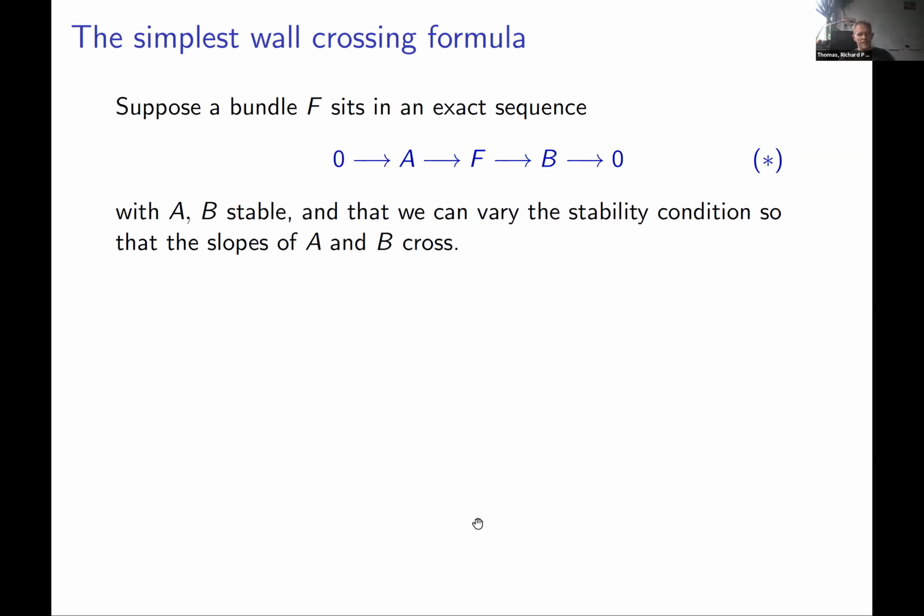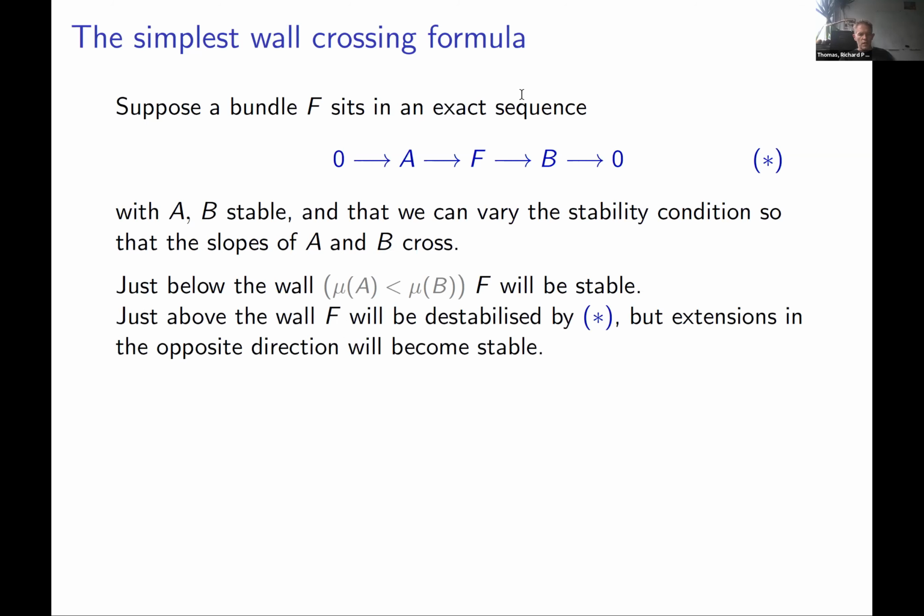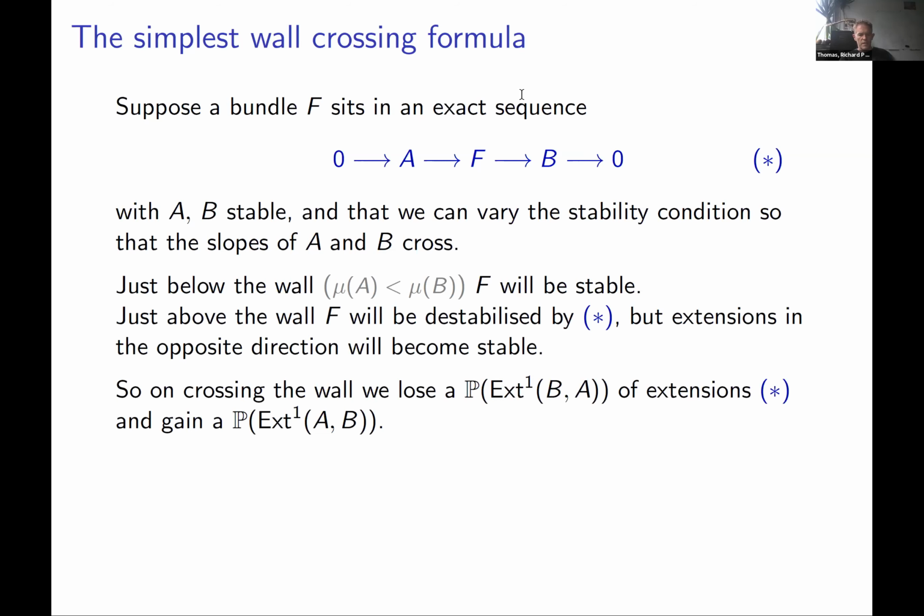Below the wall, the slope of A is less than the slope of B, so this exact sequence does not destabilize F. And above the wall, the slope of A is bigger than the slope of B, so then it does destabilize F. Okay, so just below the wall, F is stable. Just above the wall, it's destabilized. So we lose F from the moduli space, but we gain extensions in the opposite direction. Okay, so on crossing the wall, we lose the extensions between B and A, these Fs here. And the automorphisms of A and B ensure that you actually end up projectivizing these extensions. And you gain the extensions in the opposite direction.